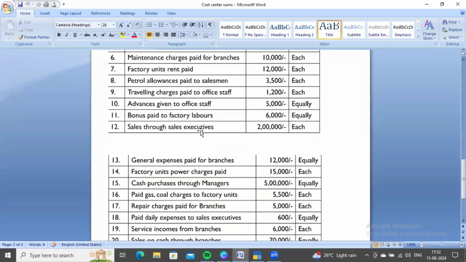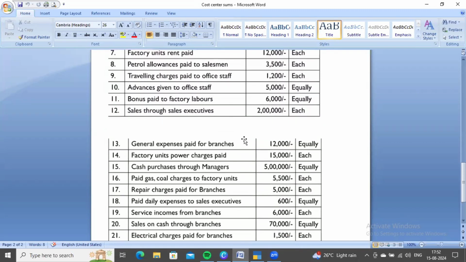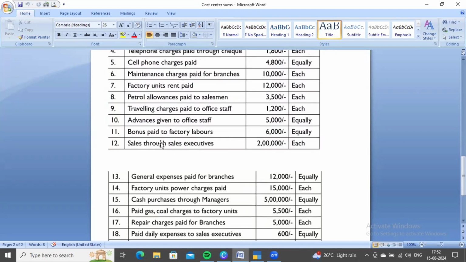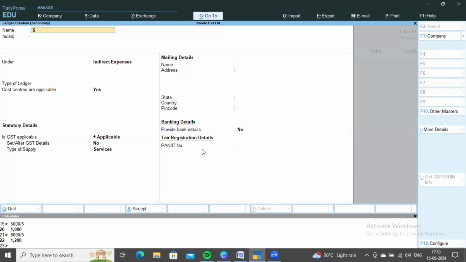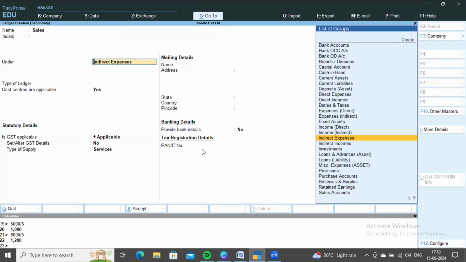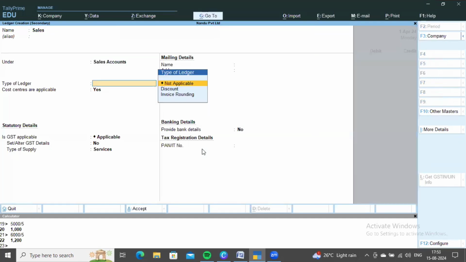Next, sales through sales executive. You are selling, right? Cash is coming in. You are making sales through sales executive category, right? So go to receipt voucher. You need to credit sales account. So create sales account. Yes, under sales account.